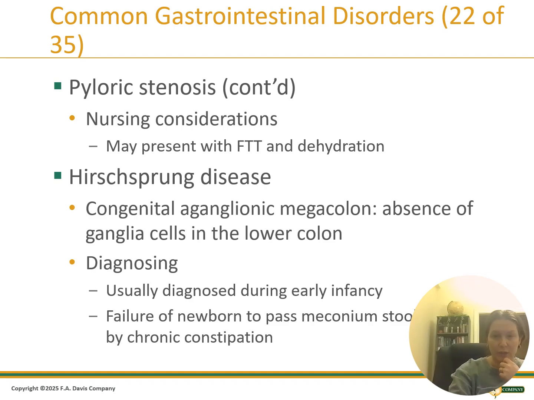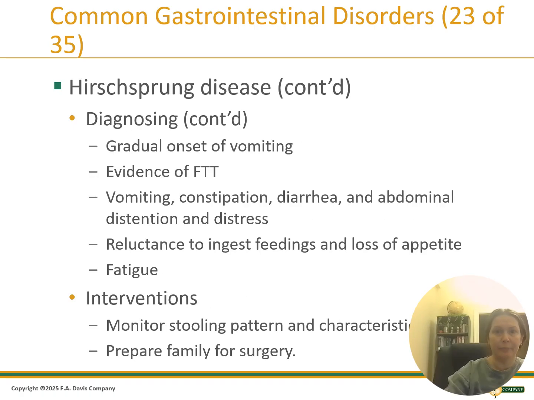This is usually diagnosed during early infancy. There's a failure for the newborn to pass the meconium stool, and that just gets compounded by the chronic constipation as well. During this, the infant can have a gradual onset of vomiting, and a lot of times they will have abdominal distension. They usually will have alternating chronic constipation and diarrhea, but a lot of times they just look uncomfortably distended.